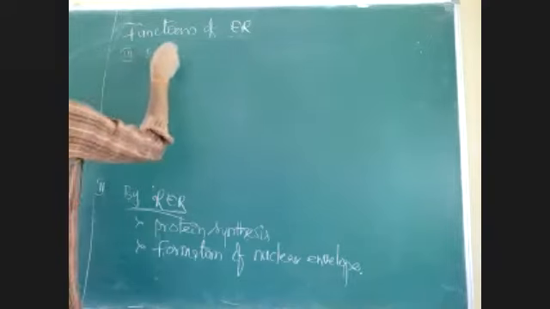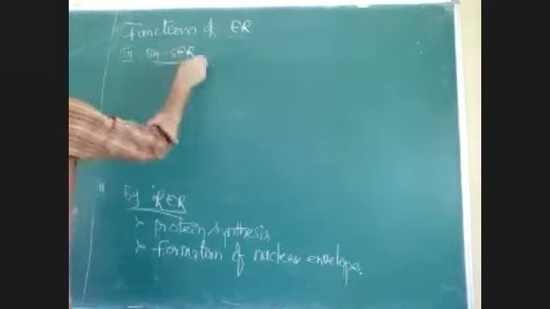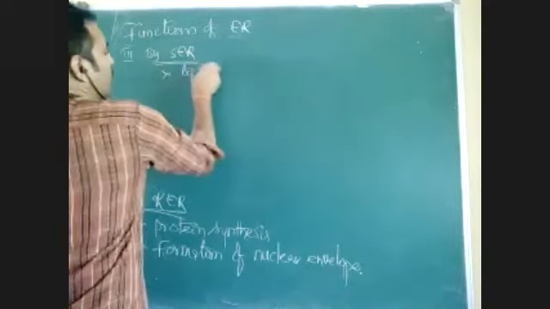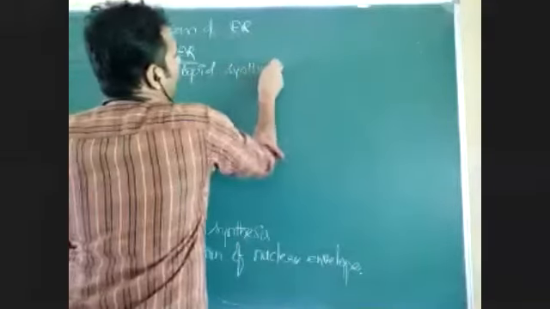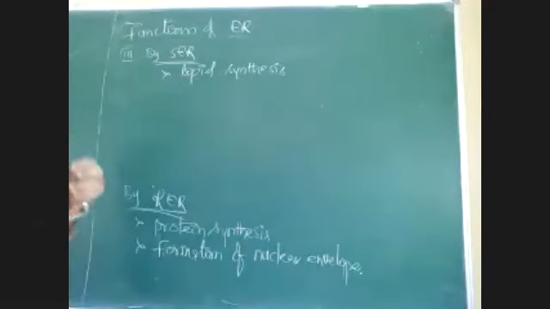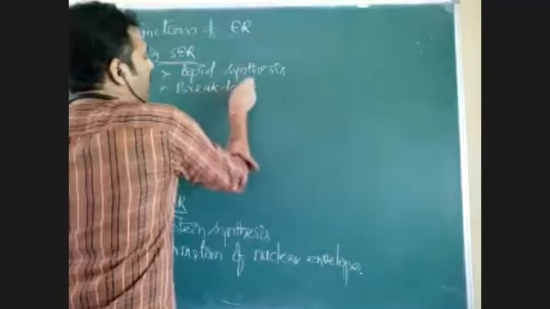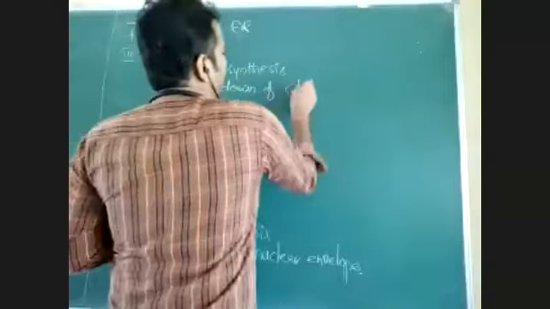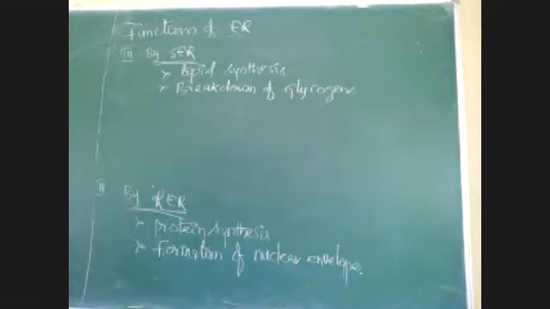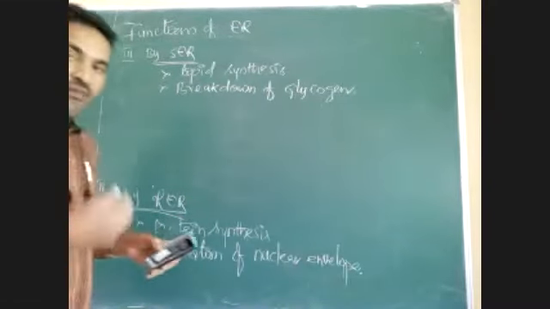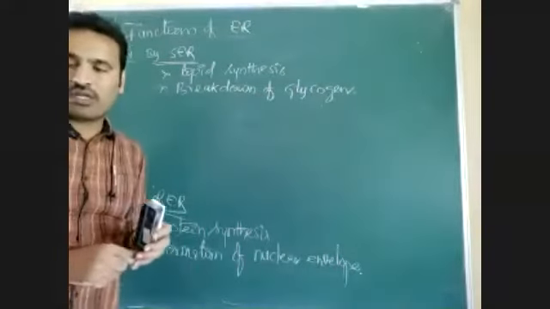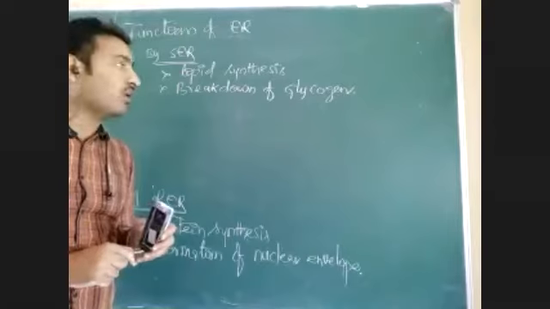Third one is functions of smooth endoplasmic reticulum. The main function of smooth endoplasmic reticulum is lipid synthesis. Synthesis of lipids is the major function. And the second function is breakdown of glycogen. Like plants store starch, animals store a polysaccharide of carbohydrate called glycogen.